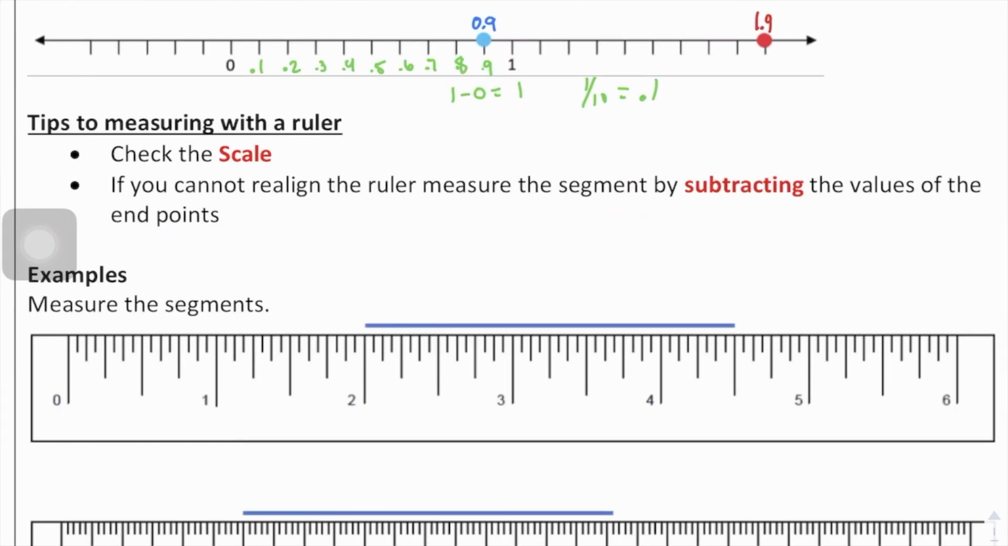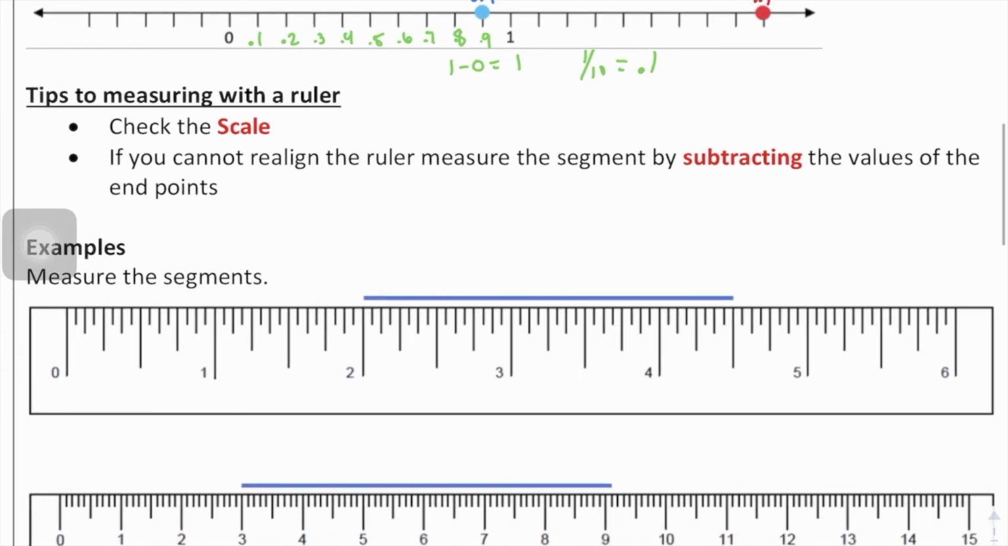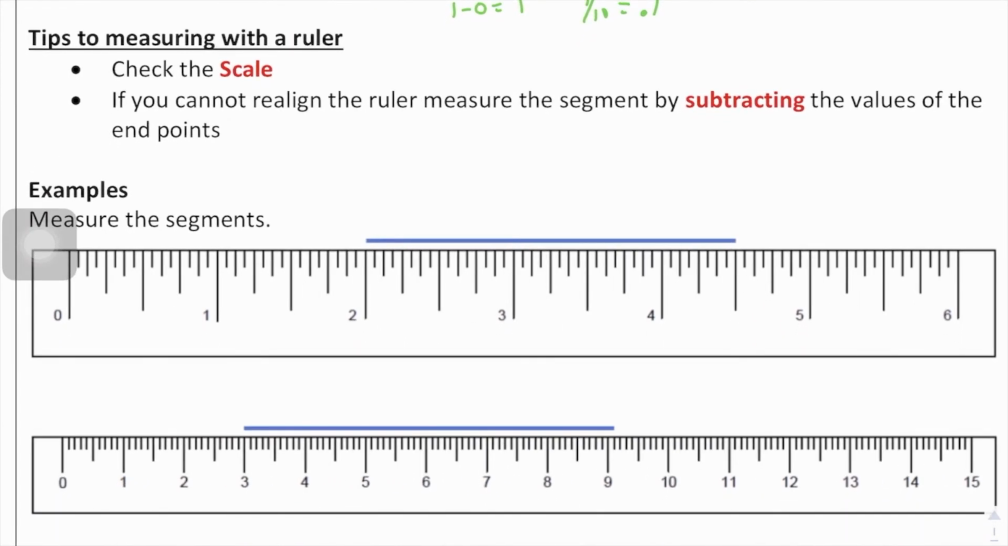For this next one, we're going to cover tips for measuring with a ruler. Tip number 1, check the scale. Second, if you can't realign the ruler, you can measure by subtracting the values of the endpoints. Always make sure you're aware of what type of ruler you're using too. The first ruler is in English units, and the second one is in metric units.